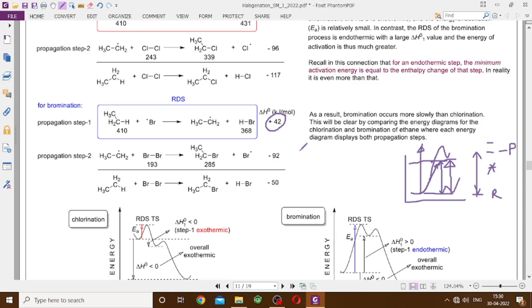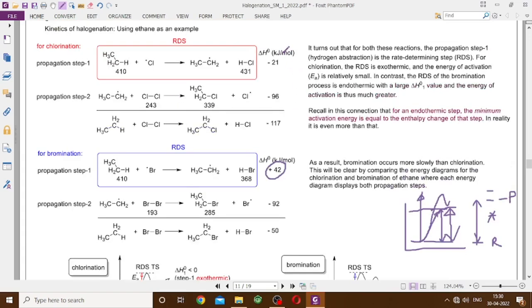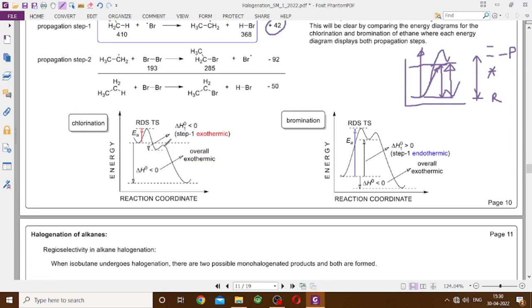So that's a huge barrier that you have to surmount. On the other hand, it is exothermic, and therefore the activation energy, we have no idea what the activation energy is, but reasonably speaking, it should be much less than 42, let alone 42 plus something. It will be smaller than 42 plus something, it will be smaller even than 42. If I draw the two diagrams here, then this is the chlorination diagram.